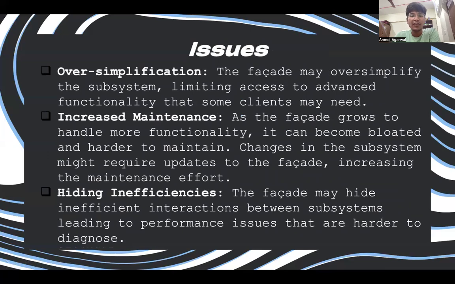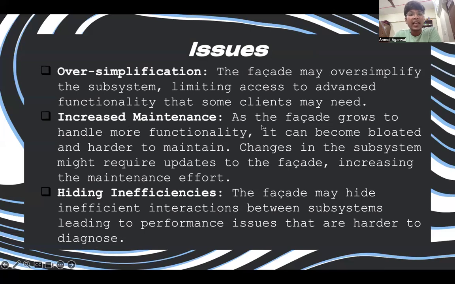The issues which are faced by the Facade design pattern. Oversimplification. Like all the subsystems are hidden behind the Facade design pattern, most of the complex issues which could be solved and used by the user are hidden. So it reduces the functionality, advanced functionality. The Facade may oversimplify the subsystem, limiting access to advanced functionality that some clients may need.